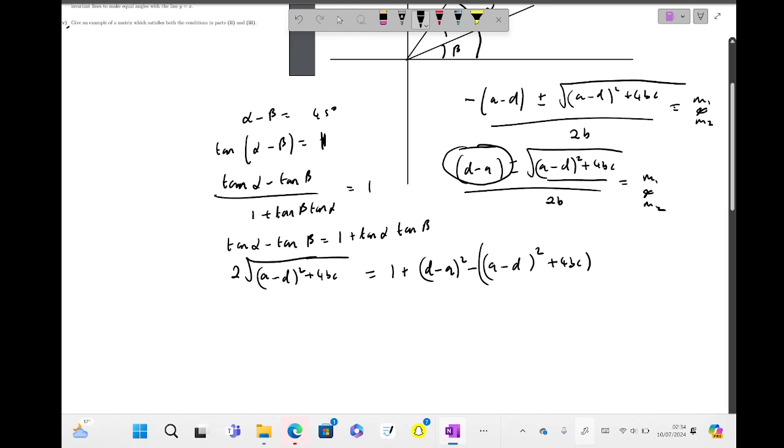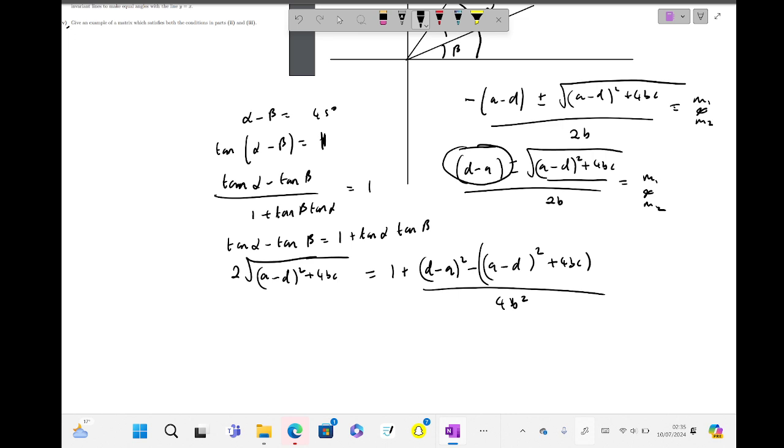So we get 1 plus d minus a squared minus a minus d whole squared plus 4bc. I'm honestly being quite quick with it because I want to save space on the page, and I don't want to go too far down, and then it will just look quite messy. Oh, sorry, it's also over 4b squared. You've got to be careful here, right? Because d minus a whole squared, you've got to realize it's the same as a minus d whole squared.